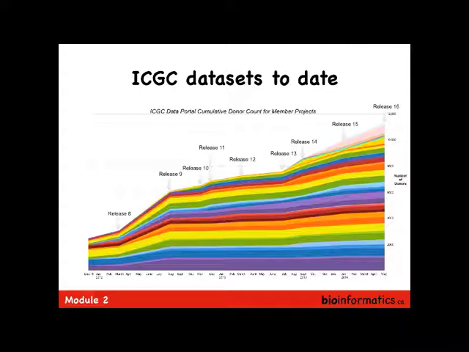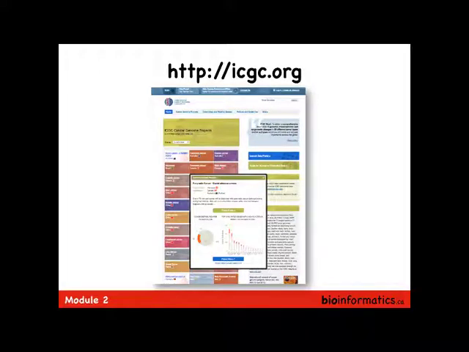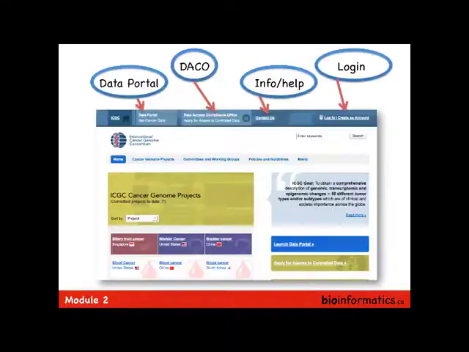The OICR is actually the headquarters, the DCC, the Data Coordinating Center for the ICGC. This is our growth curve of the tumors from which we've been receiving data over the last few years. It's the standard growth curve, happening all the time. ICGC.org is the portal for all this data and all the information about it. If you click on any one of the projects, you can see some details, and you can go further back in the projects and see what information they have. On the top bar you have clicks for the data portal, the DACO, which is the Data Access Coordinating Office, information, and login.